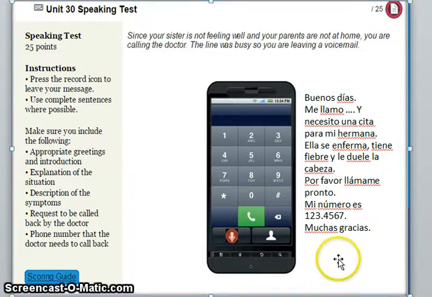So hopefully that will help you out to kind of know what to say. Remember that when you're talking about your sister, conjugate those verbs in the he, she form. Look up those endings, and hopefully this will help you out on your speaking test this week.